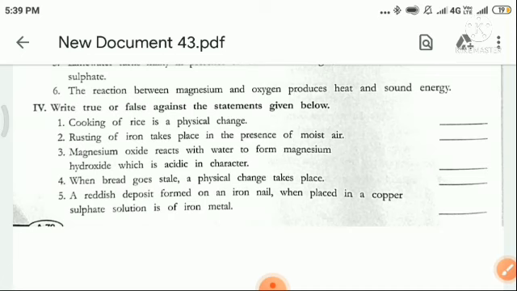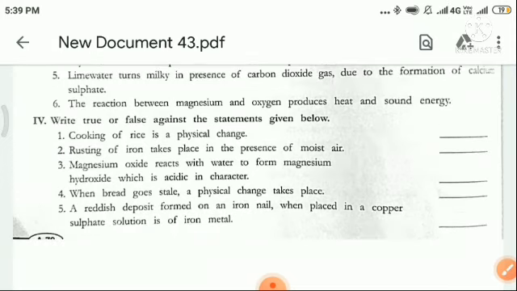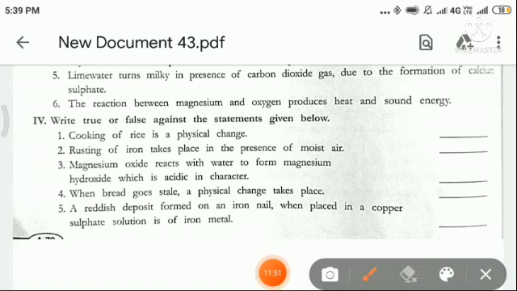Once the rice is cooked, yes, we cannot reverse it again, okay. So once the rice is cooked, we cannot take it back, even if you try to cool it or even if you try to freeze it, once the rice is cooked we cannot get back the raw rice. So this is false, because cooking of rice is a chemical process.